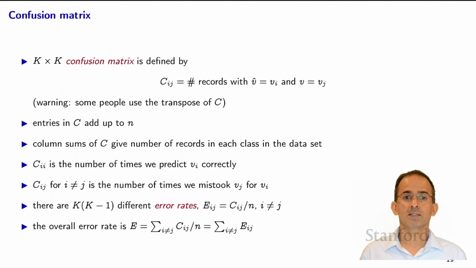Now these quantities, Cij, where i is not equal to j, if we normalize them by the number of records n, that's called the error rate for that particular pair of classes. Eij is the fraction of the data points on which we mistake vj for vi. And the overall error rate is the sum of all the different error rates.